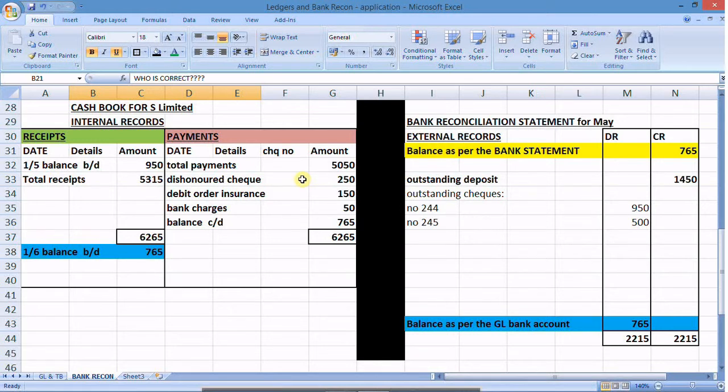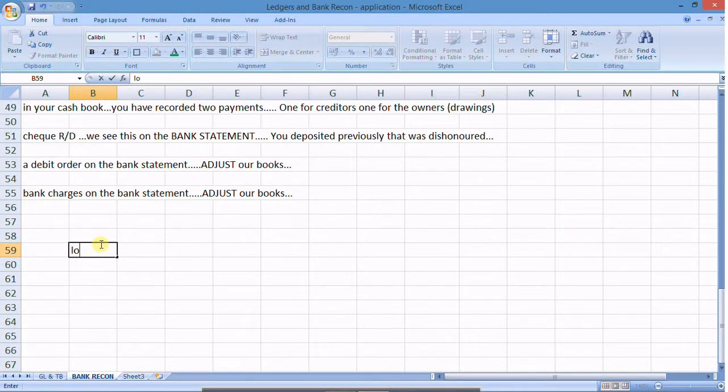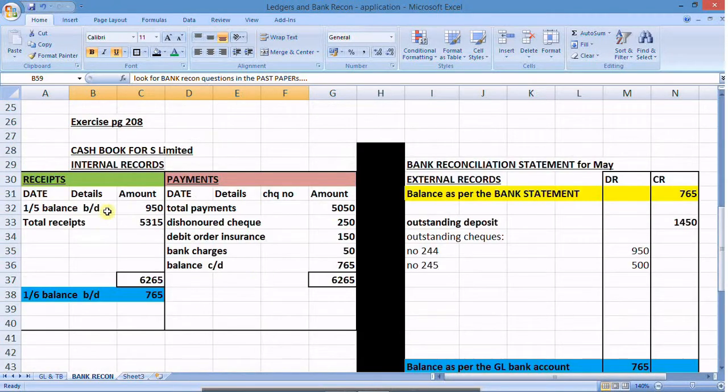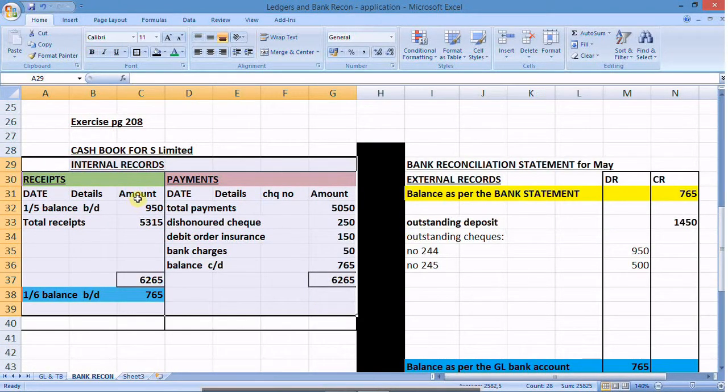Okay. So what I would suggest you maybe do is look for bank recon questions in the past papers, because then it's the right standard. It might be easier or more difficult, it depends, but look for questions in your past papers and try to do those bank recons like what we've done here. This is a bit different. I've done it using a cash book rather than a cash receipts journal and a cash payments journal. It doesn't matter. Either is fine. It just depends how they want it. Here they wanted it as a cash book, so I've done it as a cash book. Okay, makes sense. Great.